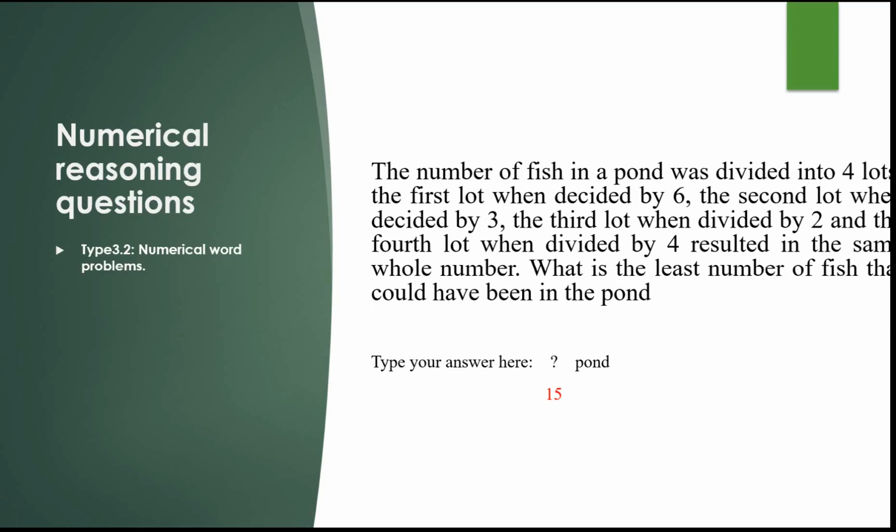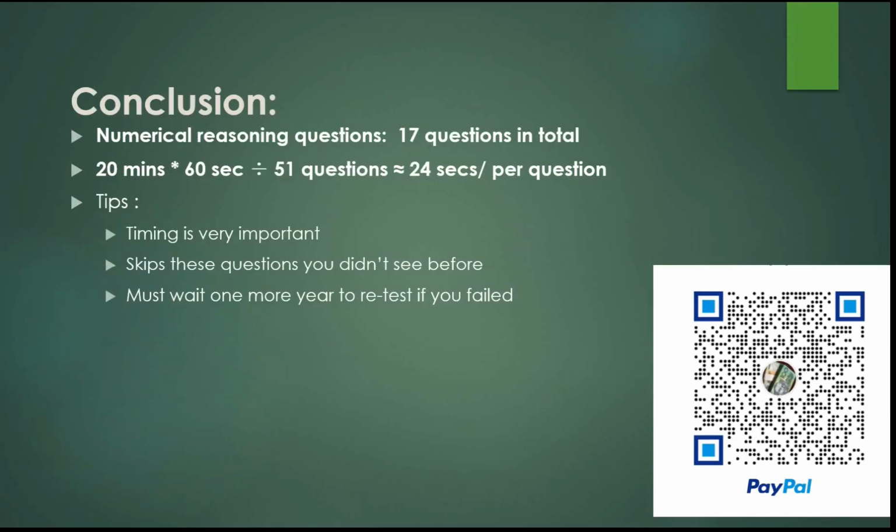Overall, in the numerical reasoning question section, there are 17 questions in total. You only have 24 seconds for each question. Remember that the timing is very important. Try to think about questions from TYP1 to TYP3 and skip questions you have never seen before. Therefore, please study hard before the exam. Otherwise, you have to wait one more year to retest.